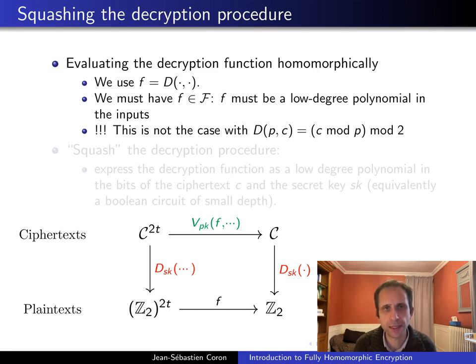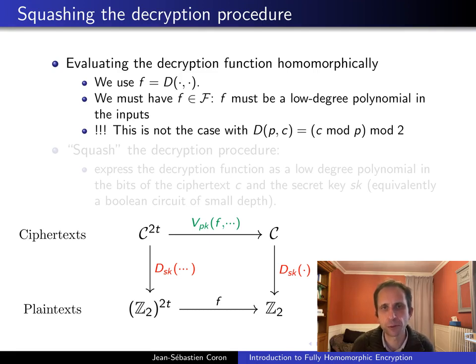But for this, it must be the case that the decryption function, this f, must have a small degree in the inputs. And actually, this is not the case if we consider the regular decryption function of DGHV, because in that case, the decryption function is c modulo p and modulo 2. But if we look at it, the depth is not small. If you write this decryption function as a function of the bits of p and the bits of c, the depth is huge.